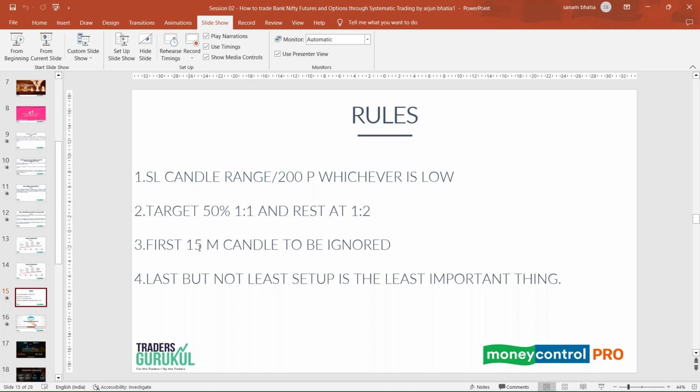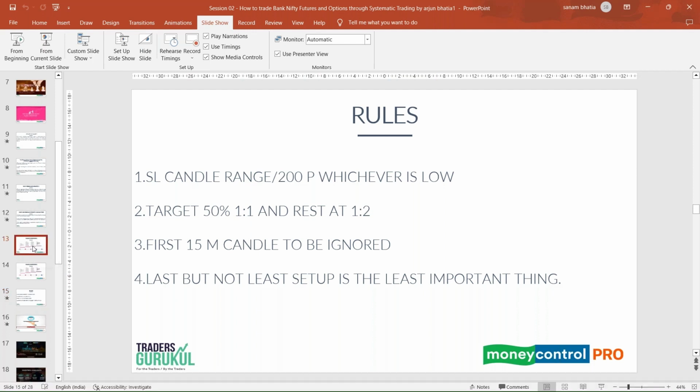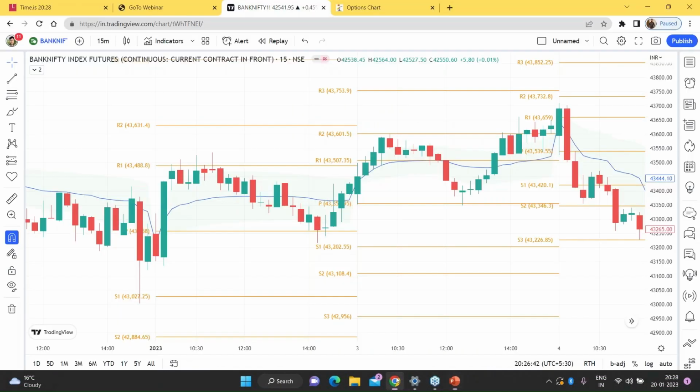As I told you, the first 15 minutes candle has to be ignored. I already told you. Last but not the least, setup is the least important thing. This I've already told you earlier, that do not run behind the setup. So let's again go to the rules thing. Okay. Now let's go to the live charts first.